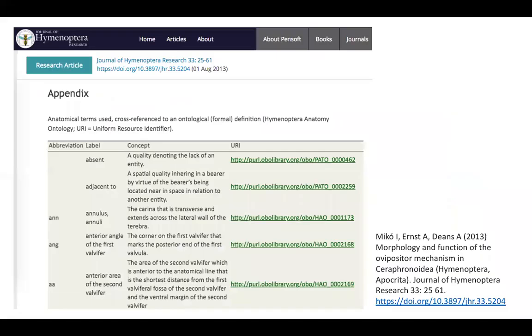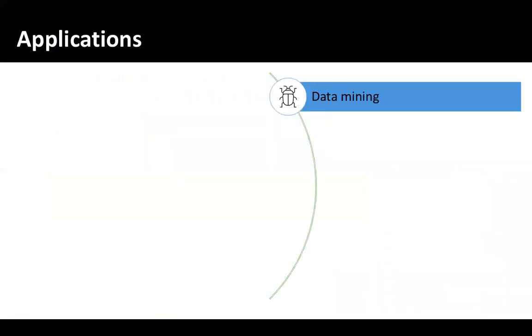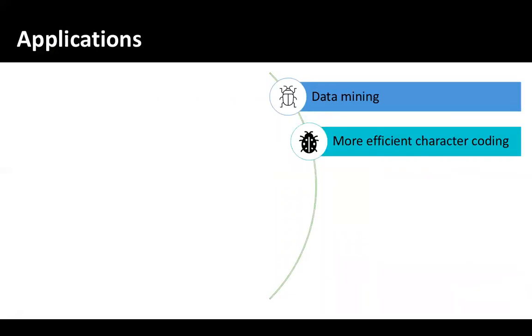The way that anatomy ontologies have been incorporated into publications so far is by the use of tables, including the term, its definition, and the unique identifier of each of the terms that you use. Typically, it has been done for morphological and taxonomic papers. But the idea is to extend these applications, the application of anatomy ontologies to data mining so that we can extract phenotypic information from the literature and incorporate it into character coding schemes.